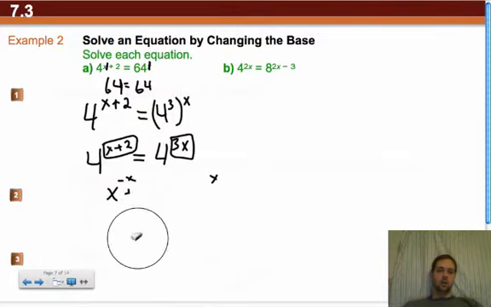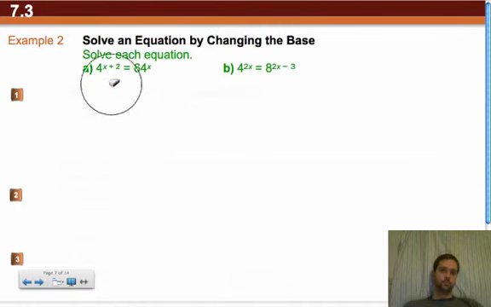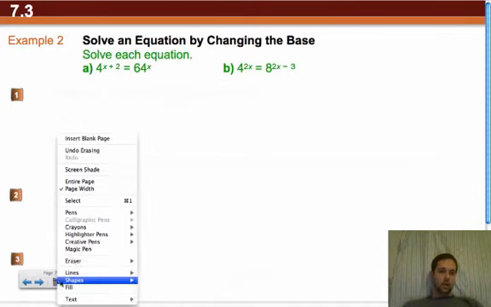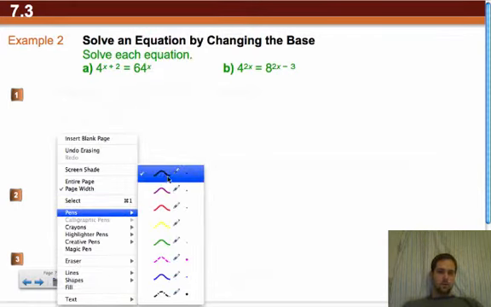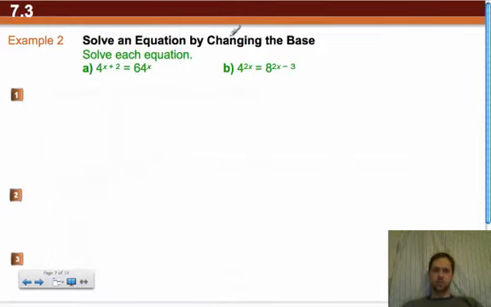Alright, on to the next one here. Let's see what kind of magic we can work with this one. 4 to the 2x equals 8 to the 2x minus 3. So this whole thing, 2x minus 3, is a power. Now, it indicated here to us that we're changing the base to solve these.